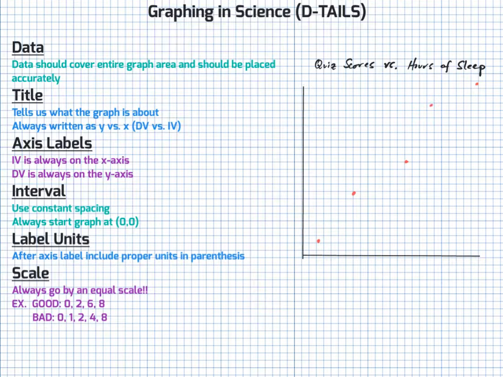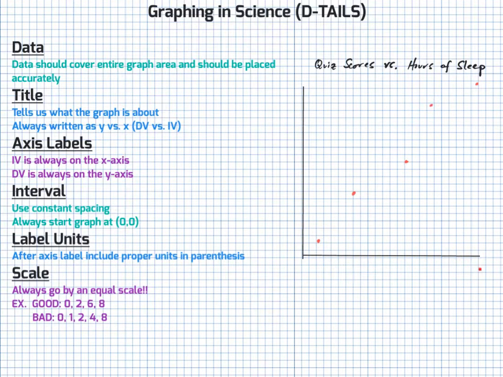It's pretty obvious that what we would be looking at in this graph is how the hours of sleep that students get affect the quiz scores. So our hours of sleep is our independent variable and our quiz scores is our dependent variable. Again, the title tells us what the graph is about, and it is always written as y versus x, or DV versus IV.